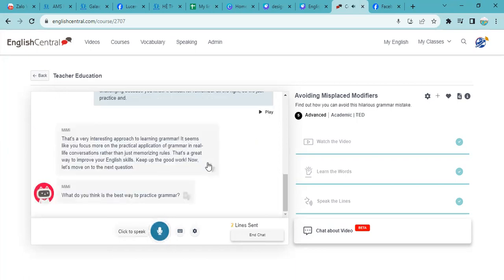That's a very interesting approach to learning grammar. It seems like you focus more on practical application of grammar in real life conversations rather than just memorizing rules. Yeah, to be honest, I don't memorize any rules. That's a great way to improve your English skill. Keep up the good work.